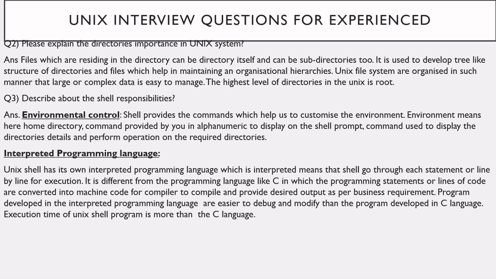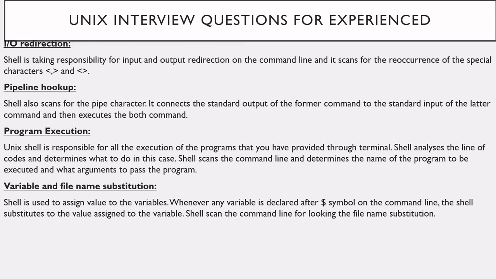In input output redirection, the shell is responsible for input output redirection on the command line, and it scans for the occurrence of the special characters less than, greater than, and not equal to. Pipe: the shell also scans for the pipeline character. It connects the standard output of the former command to the standard input of the later command and then executes both the commands.